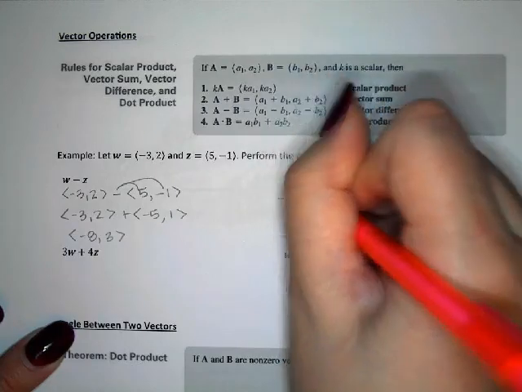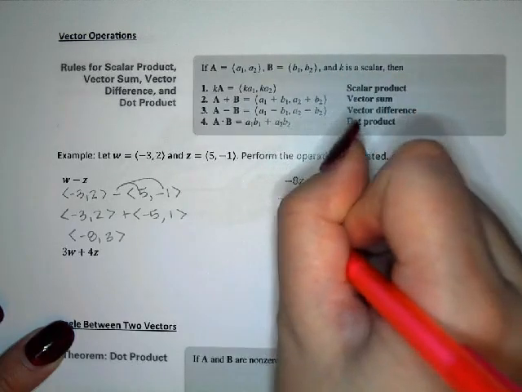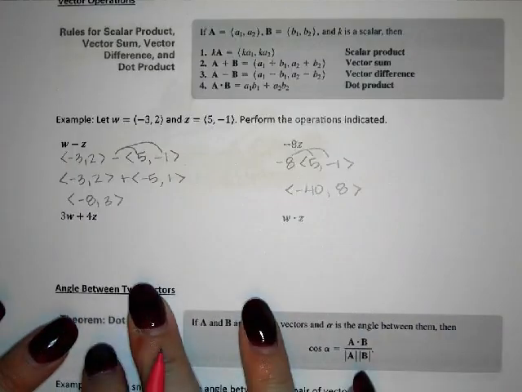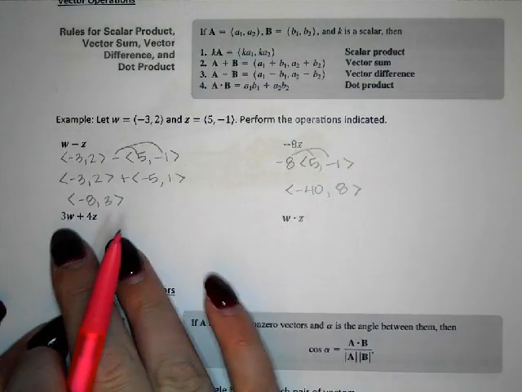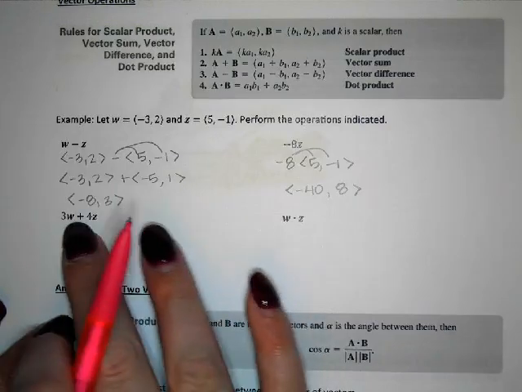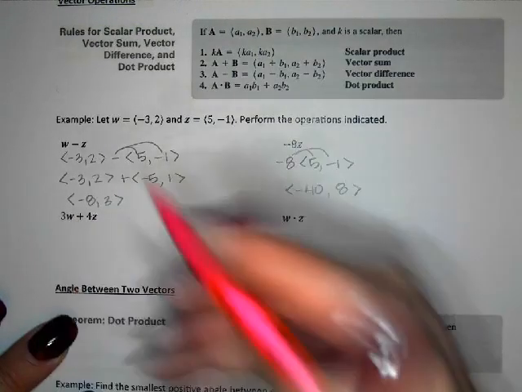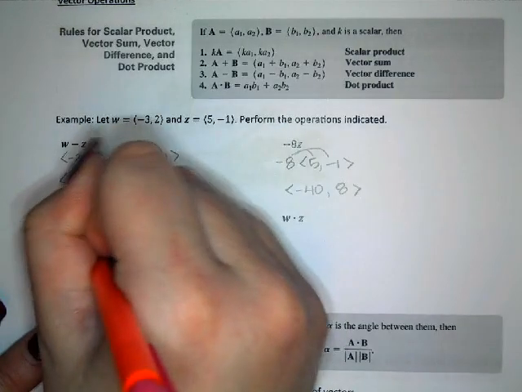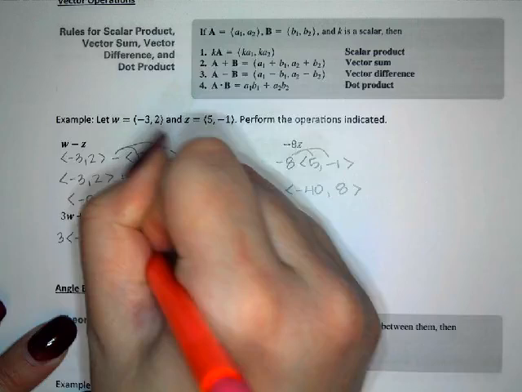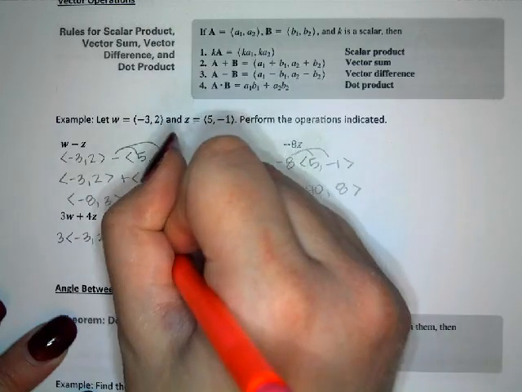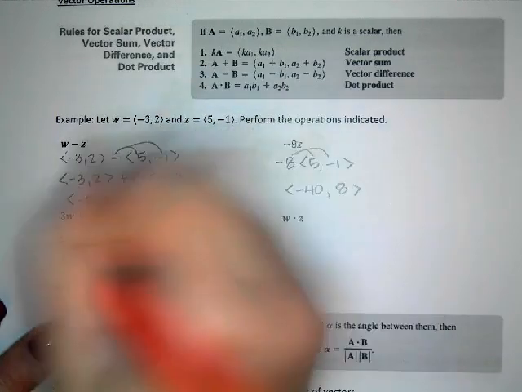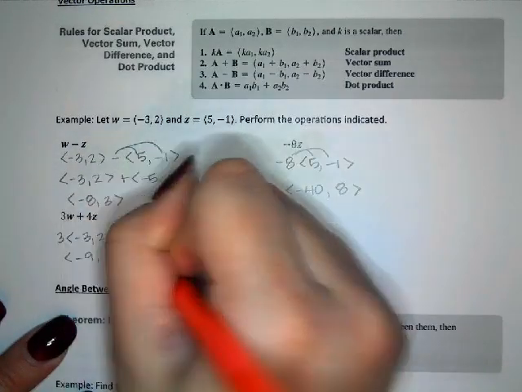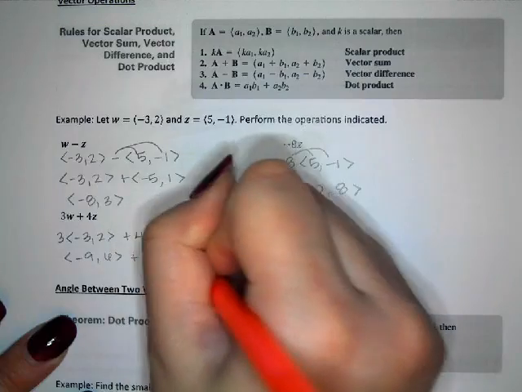All right, here we have two vectors with scalar multipliers, and then we're going to add them together. So 3 times W plus 4 times Z. So that's going to be -9, 6, 20, -4. And when we add those together, we get 11, 2.